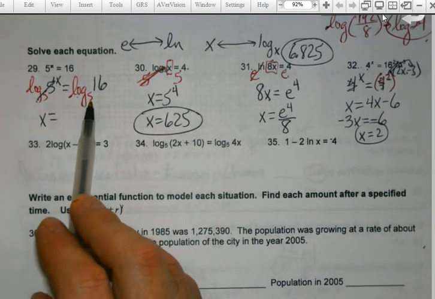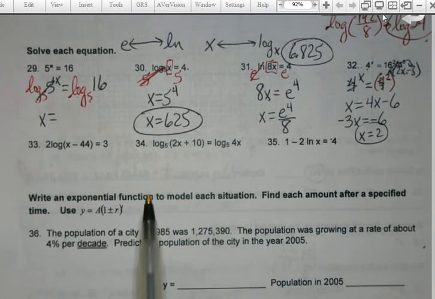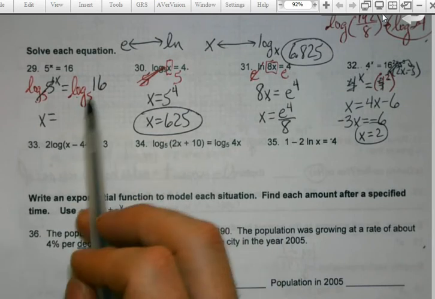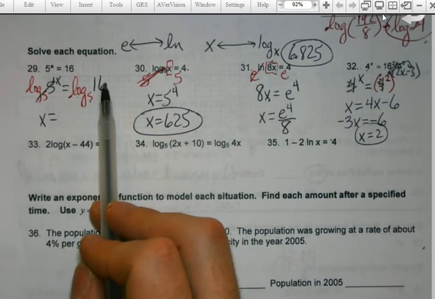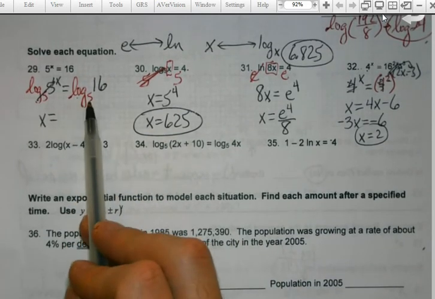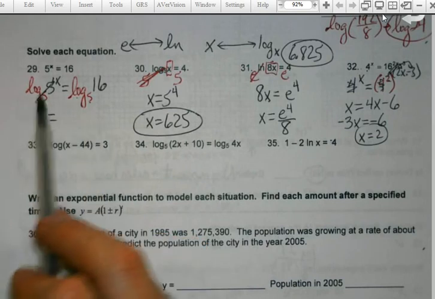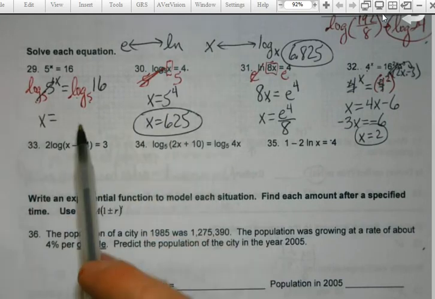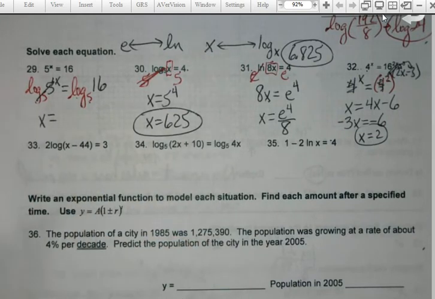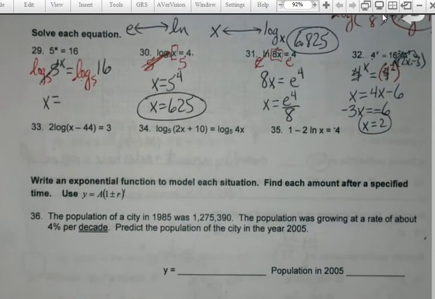That's a good question. When does log of base 10 come in? If it just says log of 16 here, that's when I assume this is 10. So in this case, I'd do a 10 to each side on that one. But only if I don't see a base on the log. Yep, 33 is coming.